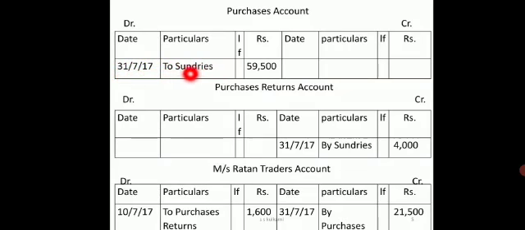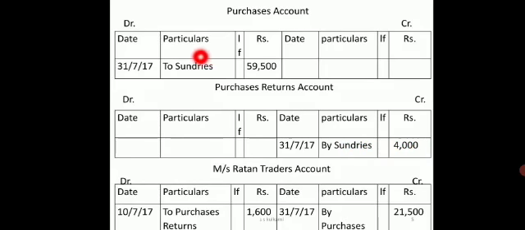31/7/2017 to sundries. Sundries means many. Instead of writing separately each and every supplier's name, I can take the total of the purchases and write to sundries as per purchase book. Similarly, the purchase returns ledger is going to be taken. So on the credit side I am going to write by sundries, because I have to show the returns made to the respective suppliers. The total of the purchase returns book is to be written in the account.